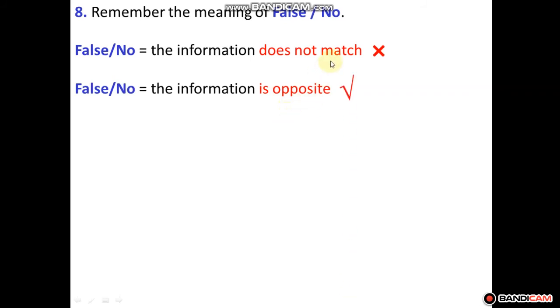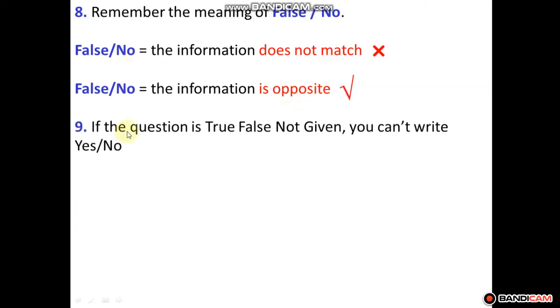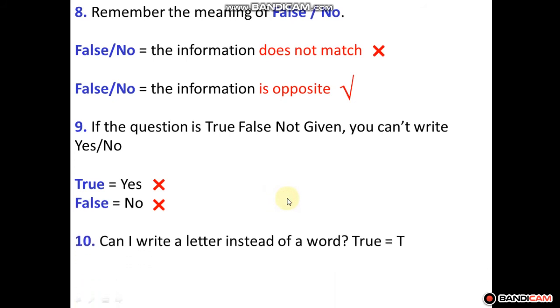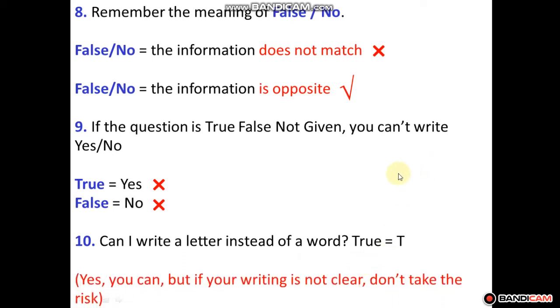And number 9, if the question is true, false, not given, you cannot write yes or no in the answer. Never do that. True means yes? No. True and false means no, not at all. So this is what we have already discussed here. Number 10, students often ask, can I write a letter instead of a word? Yes, you can, if your writing is legible, easy to understand, otherwise never take this risk at all.